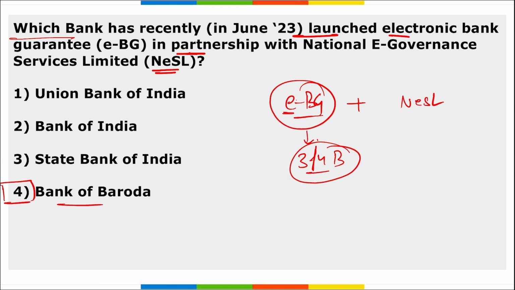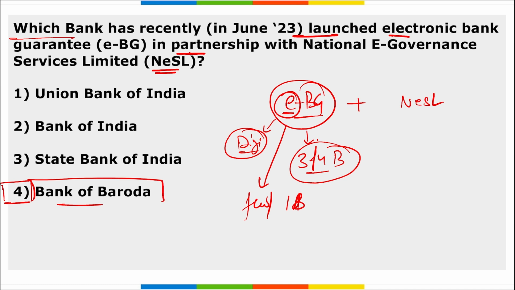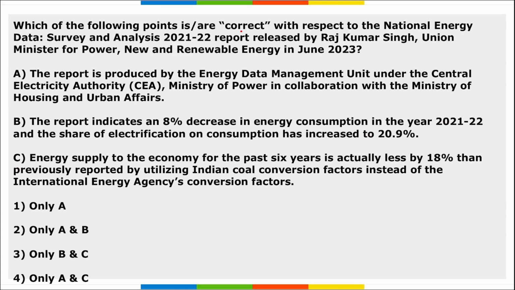But now with this e, that means electronic, everything is digital and everything will be provided online. These bank guarantees are provided in the digital format within just a few minutes to just 1 business day. It won't take more than 1 business day to be provided with these bank guarantees. Correct? So it is your Bank of Baroda. They have launched this EBG in partnership with NESL. Correct? A bank guarantee is a promise by any financial institution to meet the liabilities of a business or individual. Correct?